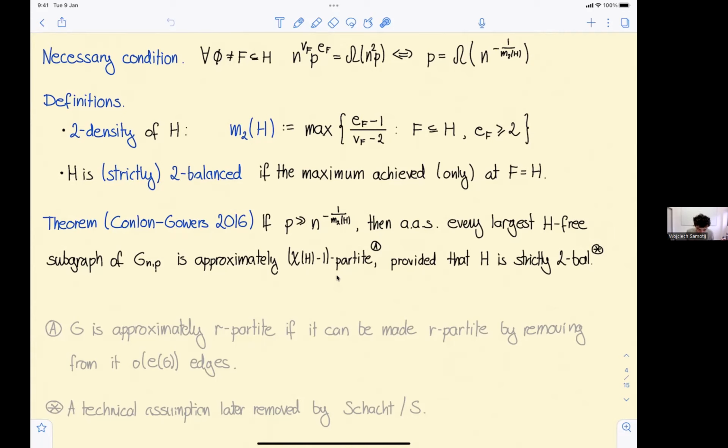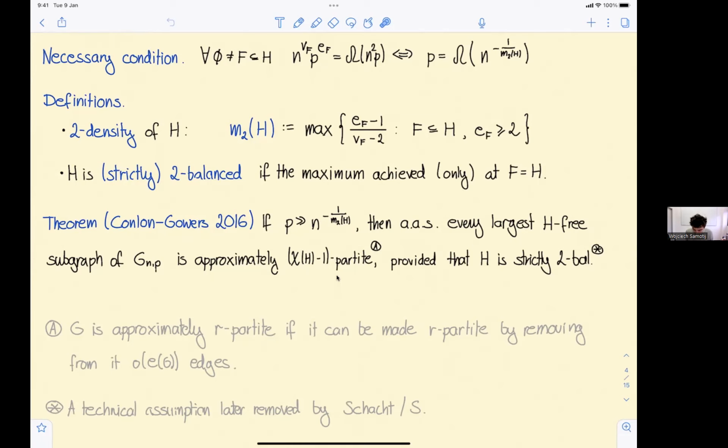And what do I mean by approximately chi(H) minus 1 partite? I mean that if you take the largest H-free subgraph of G(n,p), you can remove a small proportion of its edges to make it chi(H) minus 1 partite. Also, an important remark is we don't need to assume here that the graph is edge critical. This holds without the assumption, because we don't aim to say that it's exactly chi(H) minus 1 partite, but only approximately.